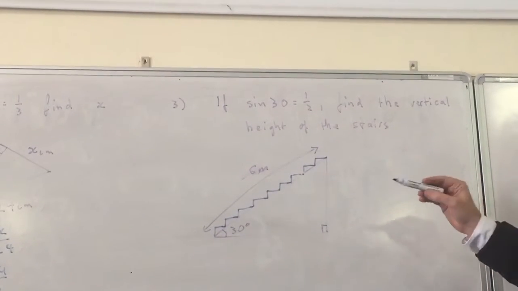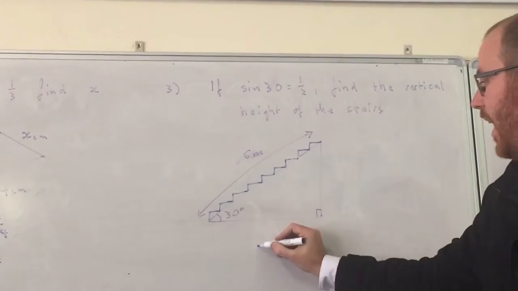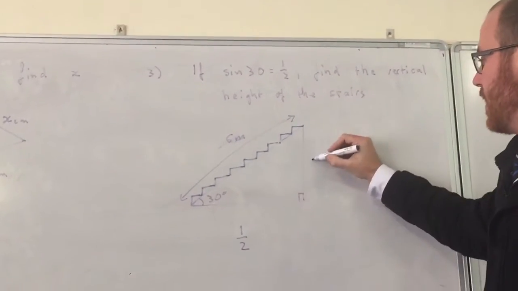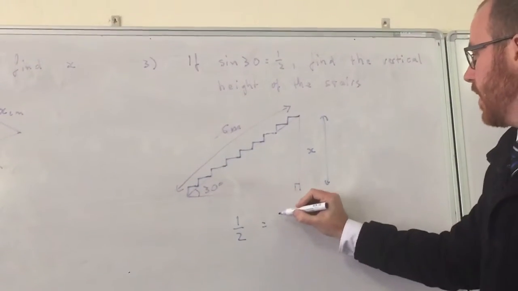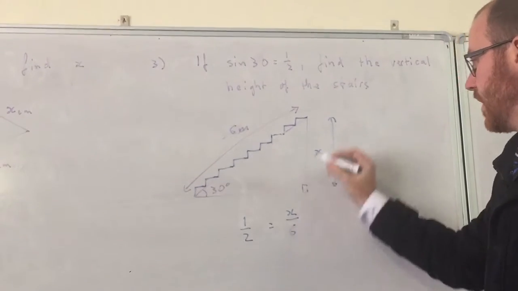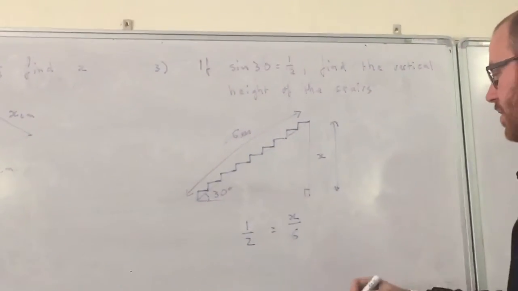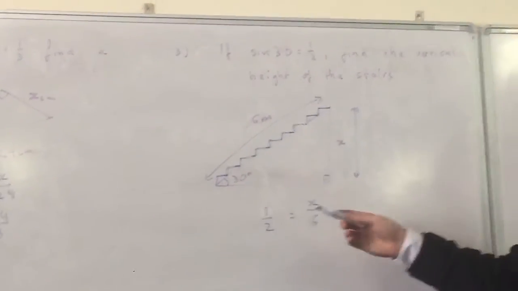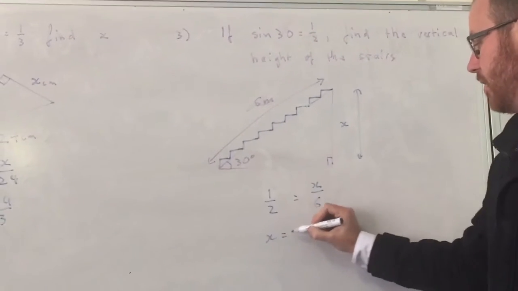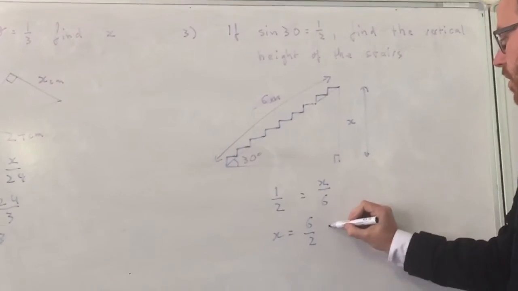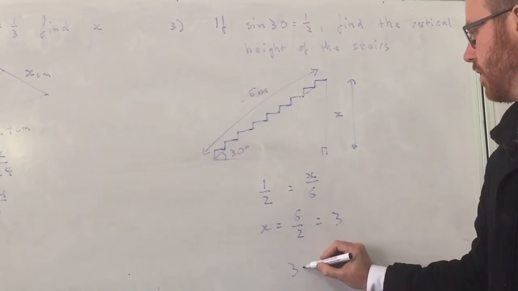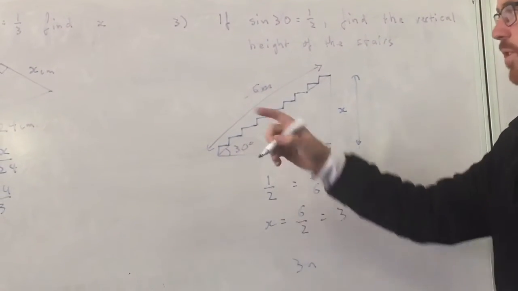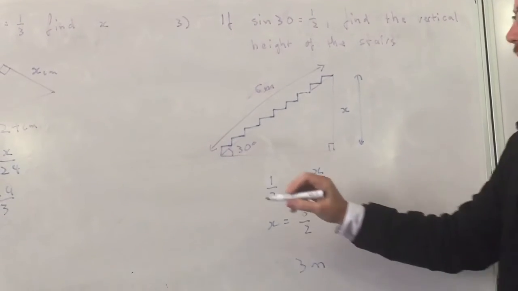So we could just say a half equals, and this would be the unknown x length, so a half equals x over 6. So that has to be half of that. Hopefully we can just see it's 3, but sometimes it's not going to be whole numbers. Then we just say x equals 6 on 2, or 3. So the answer to that would be 3 meters. So we should put units in these ones as well.